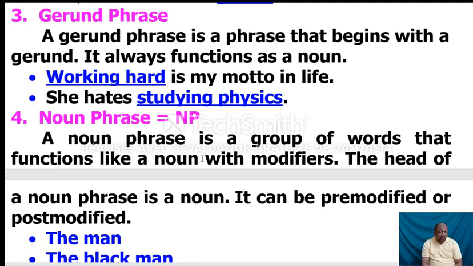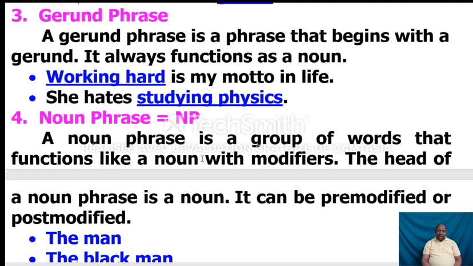Here we have 2 examples in front of us. Working hard. So working hard is a gerund phrase. And here we have working, which is gerund. But when we add hard, it becomes a phrase, gerund phrase. She hates studying physics. Studying alone is gerund. But once we add physics, it becomes a phrase, and therefore gerund phrase.